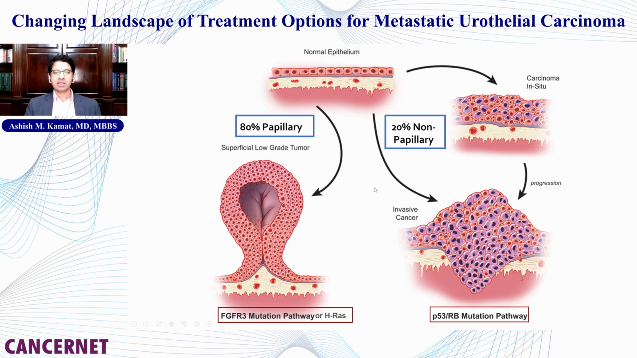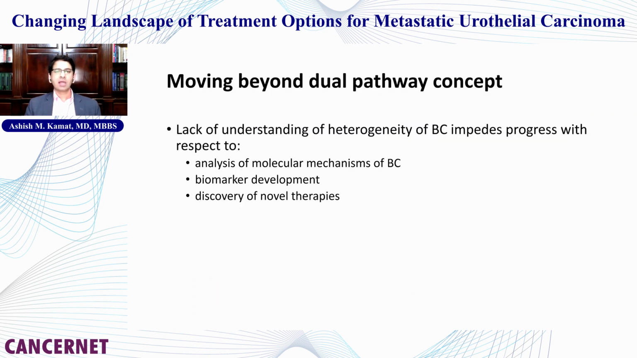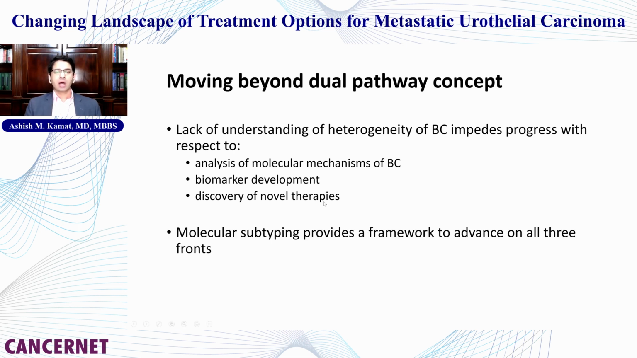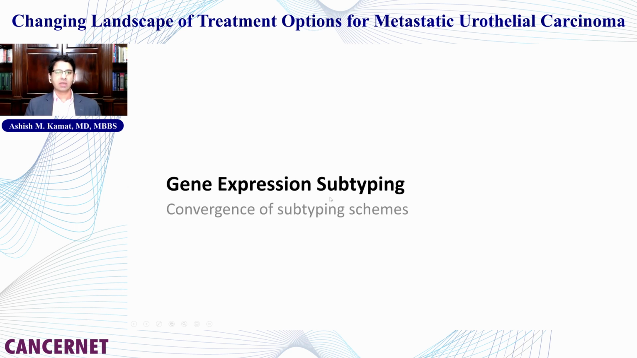But clearly, this is a very simplified version of the genesis of bladder cancer. And not understanding more about the heterogeneity of bladder cancer has impeded our analyses of molecular mechanisms, biomarker development, and discovery of novel therapies. And hence, of course, we've moved away from the simple two-pathway hypothesis of bladder cancer genesis. Molecular subtyping does provide a framework to advance on all these fronts.